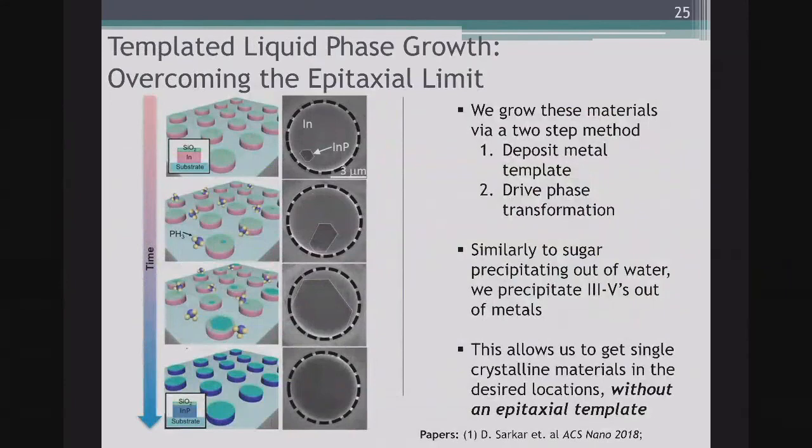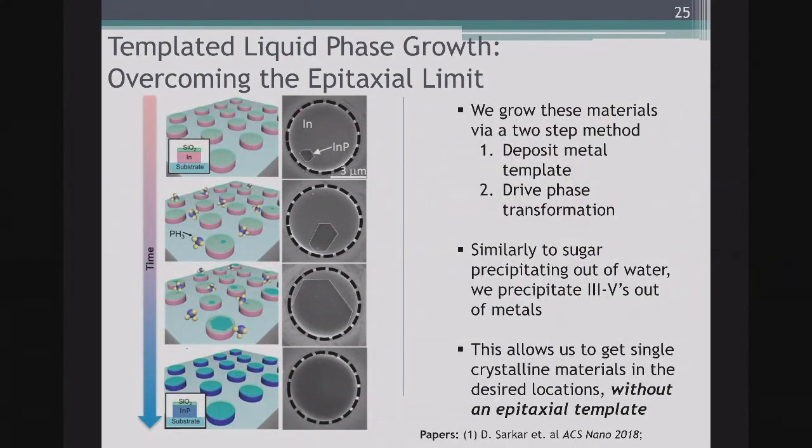Then the next question was, can we make this useful for electronic devices? Because that's the whole point here. So now, instead of growing these random large-scale films, we go on top of our silicon dioxide substrate, which is exactly what we just talked about, because that's what we need. We can pattern templates of this liquid indium, and then expose it to phosphorus, and you can see that we get this nice indium phosphide crystal growing, and it consumes an entire template.